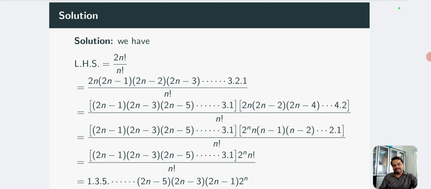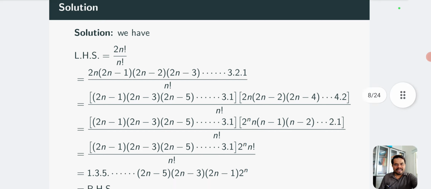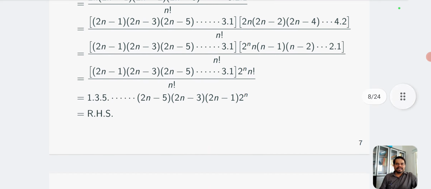In the next step, if you observe, you can take 2 raised to n common from the second square bracket and write the remaining terms, and then you can cancel out. We get 1 into 3 into 5 up to (2n minus 5) into (2n minus 3) and so on into 3 into 1, bracket close, 2 raised to n into n factorial, and we get the desired result, which is the right hand side of the required result.